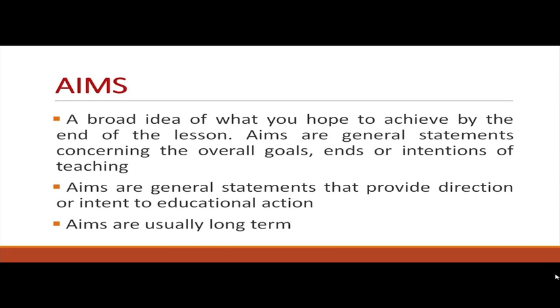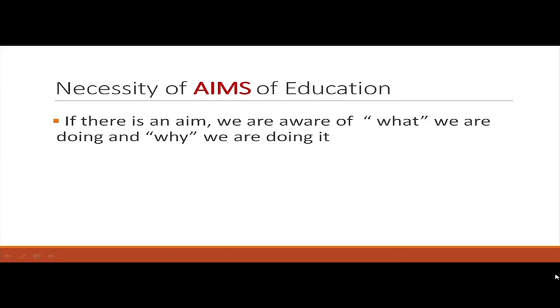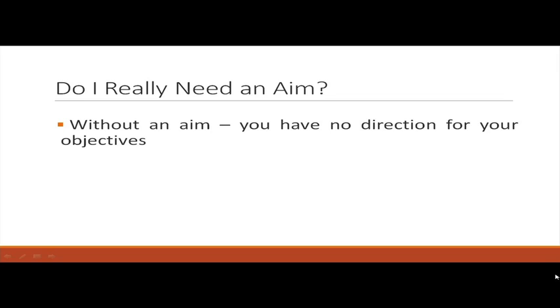Aims are usually long term. Long term outcomes are mapped to those aims. Now, are aims necessary in education? If there is an aim, we are aware of what we are doing and why we are doing it. So, there should be an aim. Aims are necessary to assess the outcomes or results of the educative activity. Now, do I really need an aim?